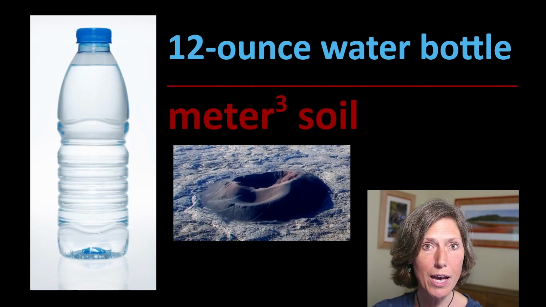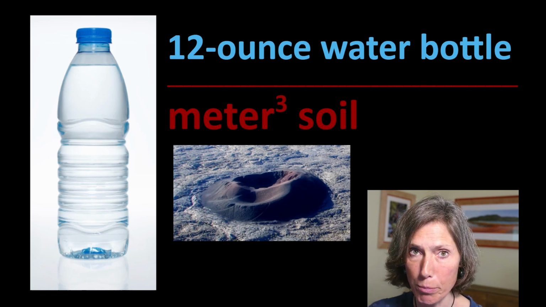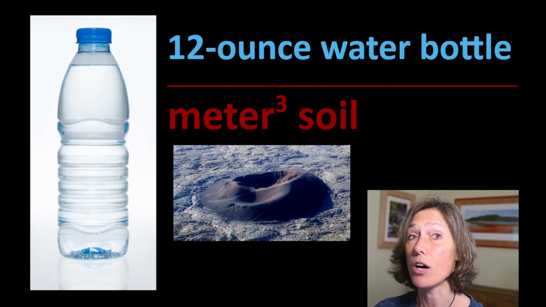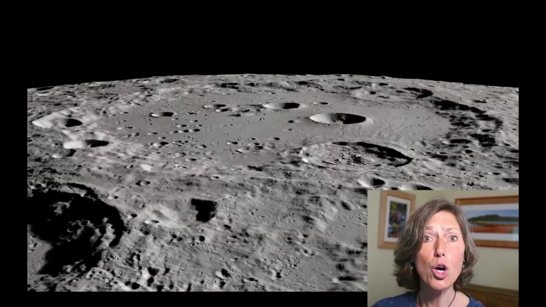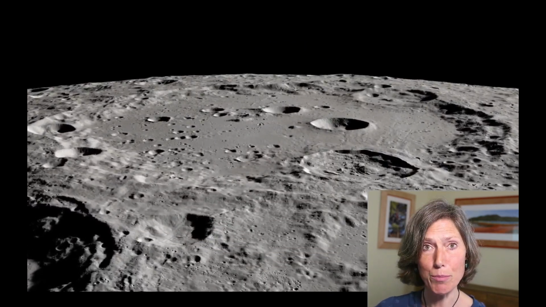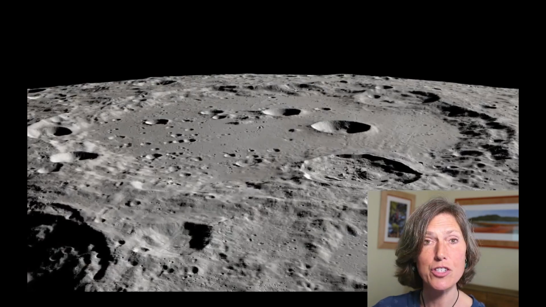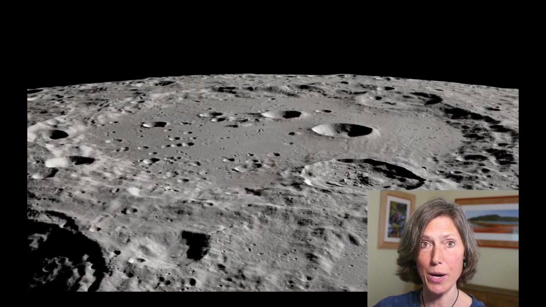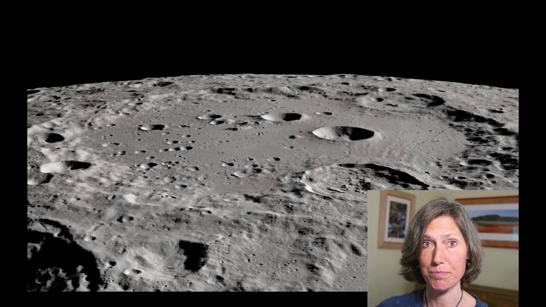We can equate that with a 12-ounce water bottle present in about a cubic meter, remember a meter is 3 feet, of soil. Where was this water found? Well, on the moon in the Clavius crater that you can see right here in this animation.